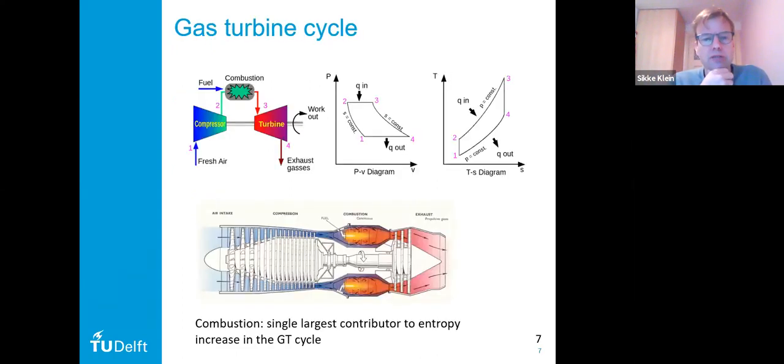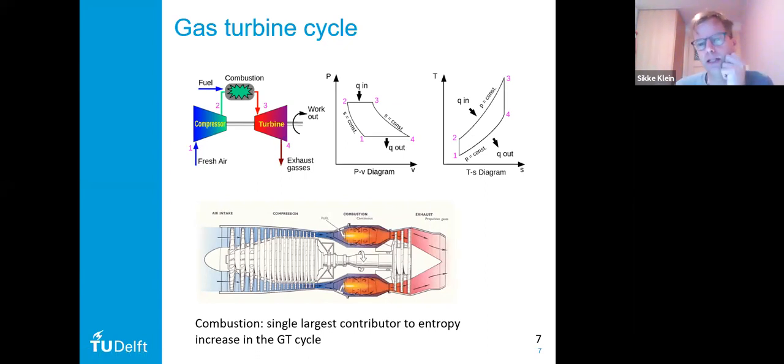Well, we come back to the gas turbine cycle, like we showed: the compressor pressurizes, we add heat via combustion, and then turbine work. This is how it generally looks down here in the gas turbine. You have the compressor, the combustor in between, and then the turbine. Here you have the highest temperature. And we'll go a little bit more into detail about these types of combustors.